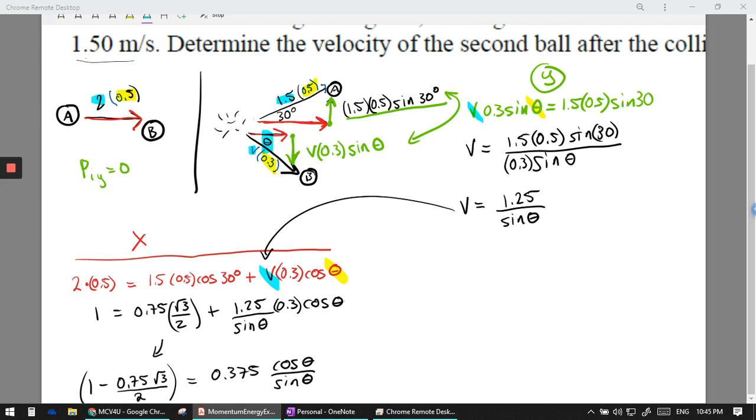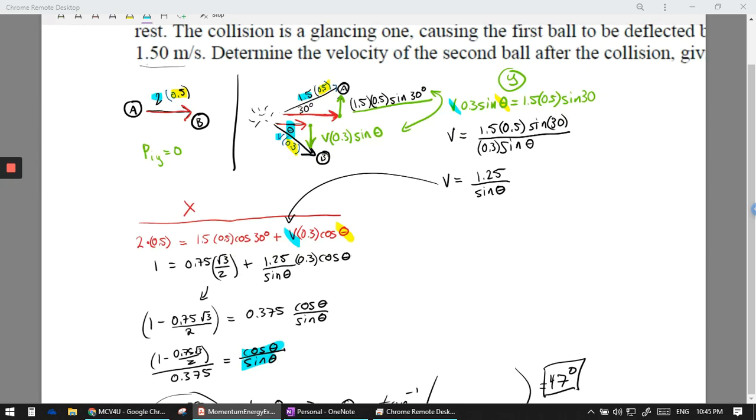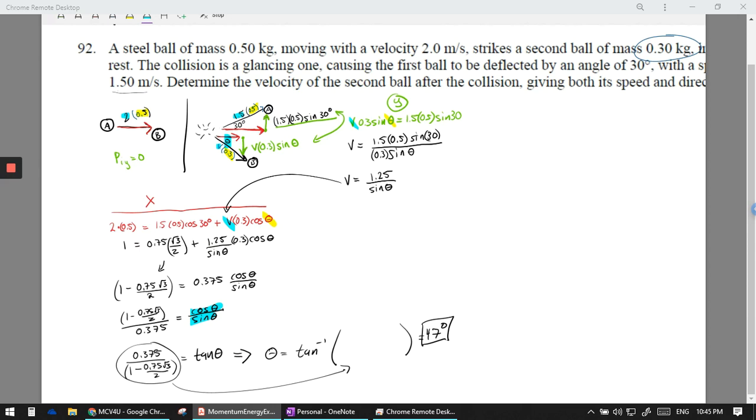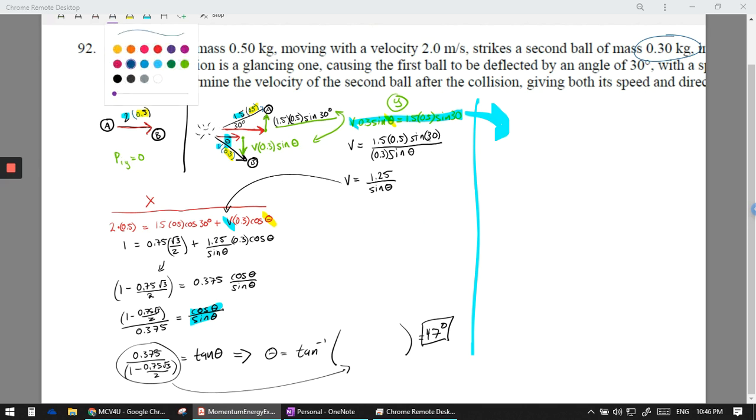So hopefully you're following along here. The question is, what's the velocity? Well, now that we know that that's 47 degrees, I'm going to take this green function here and pass it over this direction. Now that I know that theta is 47 degrees, I've got a nice, easy calculation here. So let's go ahead and do that.